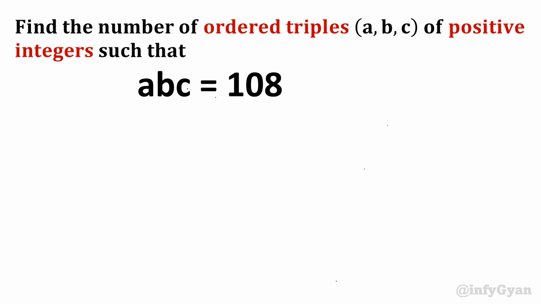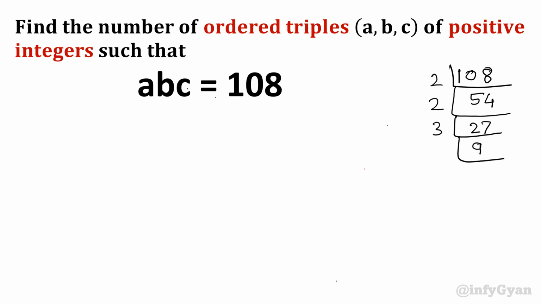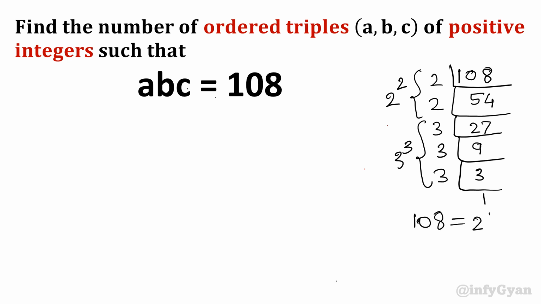Now let's start this problem by factoring 108. Let's find its prime factorization. 108 divided by 2 is 54, 54 divided by 2 is 27, 27 divided by 3 is 9, 9 divided by 3 is 3, and 3 divided by 3 is 1. So we have 2 squared and 3 cubed. So 108 can be written as 2 squared into 3 cubed.